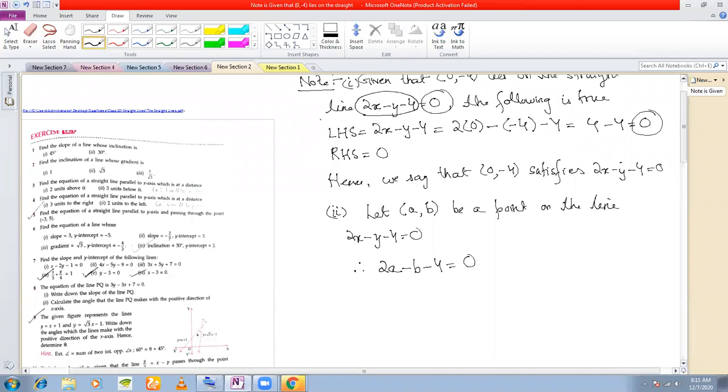Any coordinate that lies on a straight line will always satisfy the equation of the straight line. And what do we mean by satisfying? This is what we mean by satisfying. Put x is equal to the abscissa and y is equal to the ordinate of the point, and the relation that you get is the way in which you show that this point satisfies the equation of the straight line. We move on to the next standard form now.